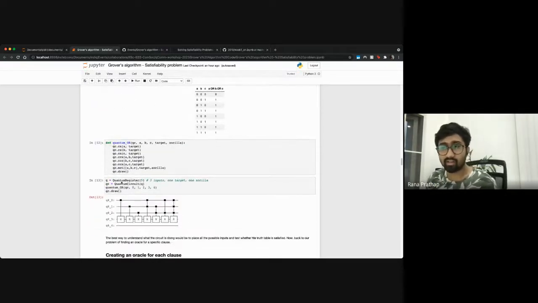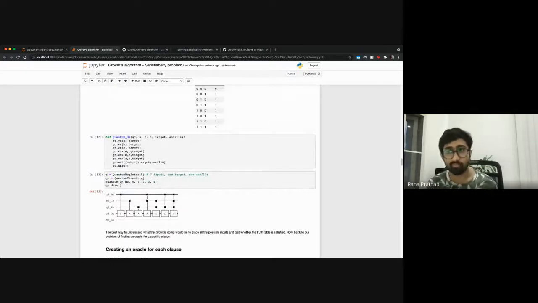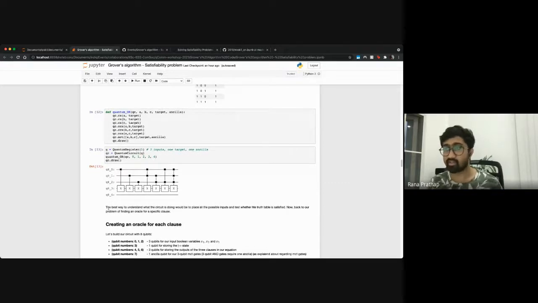Right? Are there any doubts at this point on building a 2-qubit or a 3-qubit OR gate, or why we're even doing this? If you have any doubts, please put them there. Or you can unmute and ask as well.